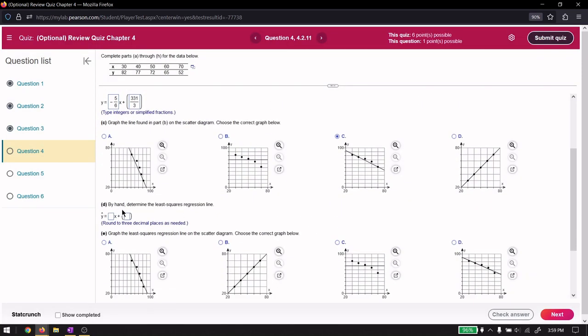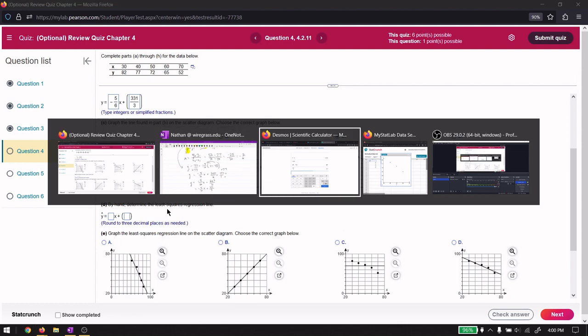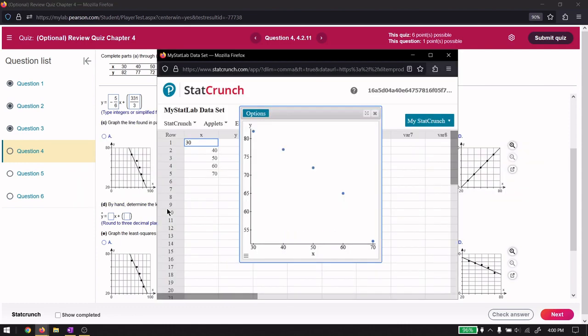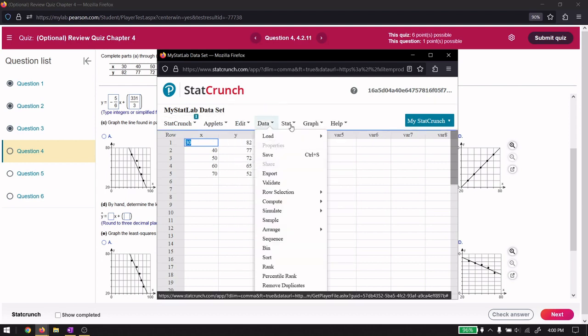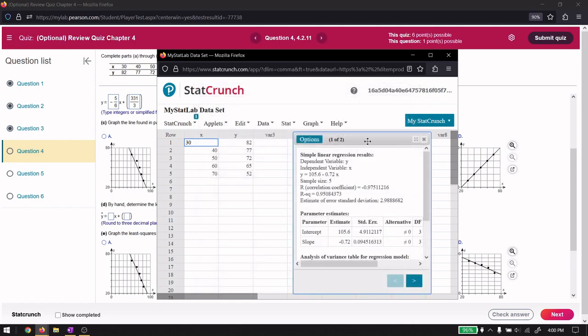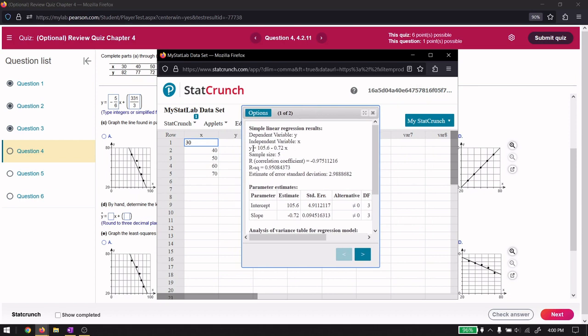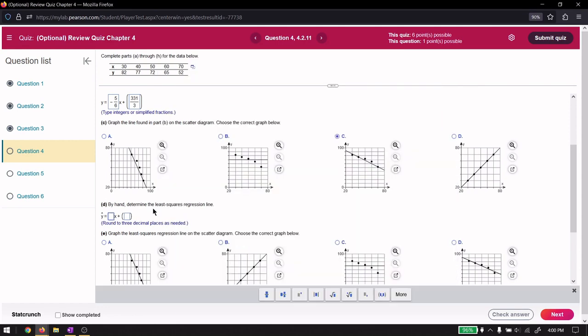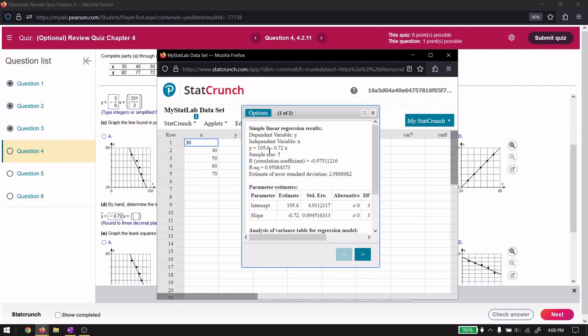Okay, now by hand, again, no need to do it by hand, we can just use StatCrunch to calculate the least squares regression line. So we have our data already. Now let's just do the simple linear regression. Okay, our slope here is negative 0.72. And our y-intercept is 105.6.